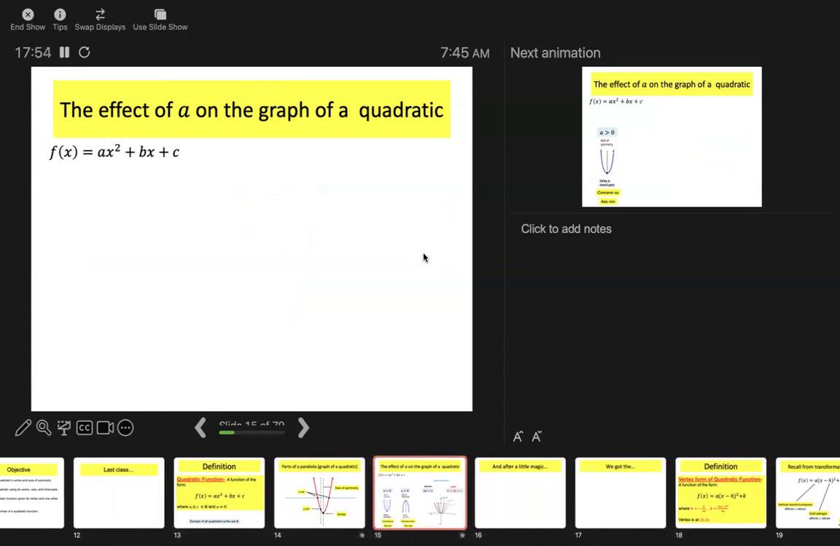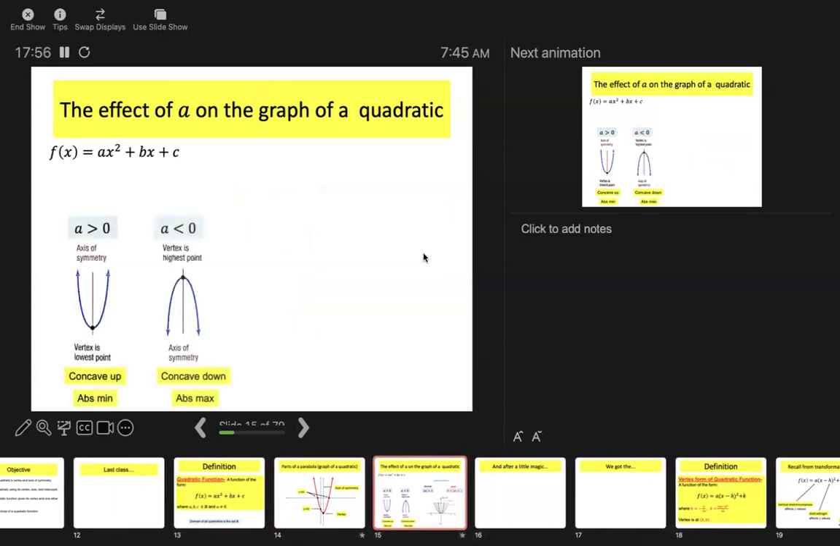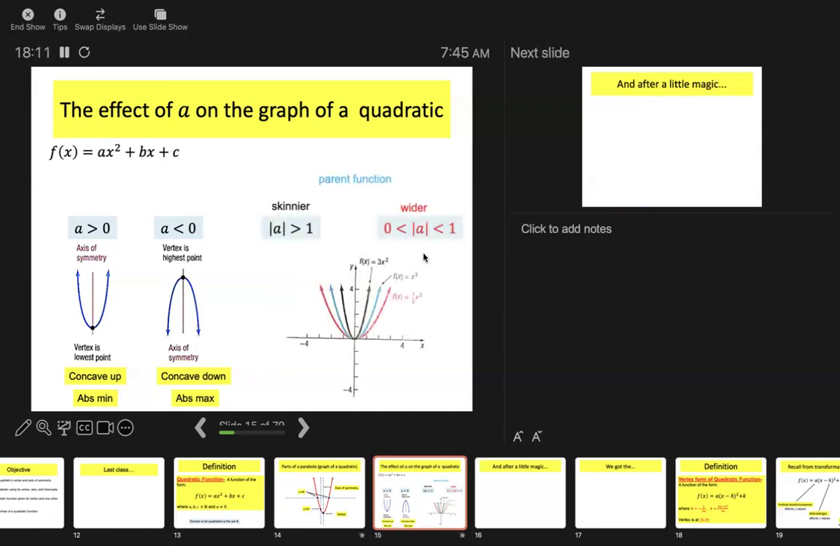We talked about the effect of A on the quadratic. And remember, if A is greater than 0, that means it's smiley face concave up, which means it has a minimum, kind of a paradox or irony. If A is negative, then it has a maximum, and it's concave down. And then lastly, if I let A be greater than 1, it yanks it vertically, stretches it vertically. And if A is between 0 and 1, it compresses it. Now, remember, the absolute value takes into account that it could be concave up or concave down.